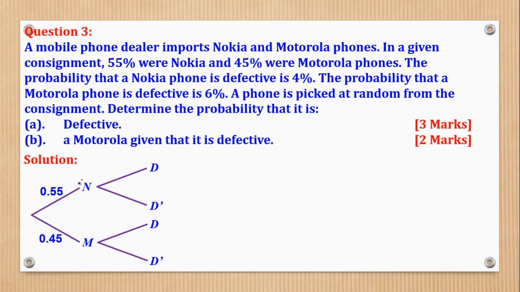Okay, then in Nokia, we shall come here and say that the probability that a Nokia phone is defective is 4%. So this is the probability for defective under Nokia, and the complement will be 1 minus this probability, which is 0.96. Okay, then the probability that a Motorola phone is defective is 6%. So defective phone Motorola is 0.06, and this complement is 0.94.